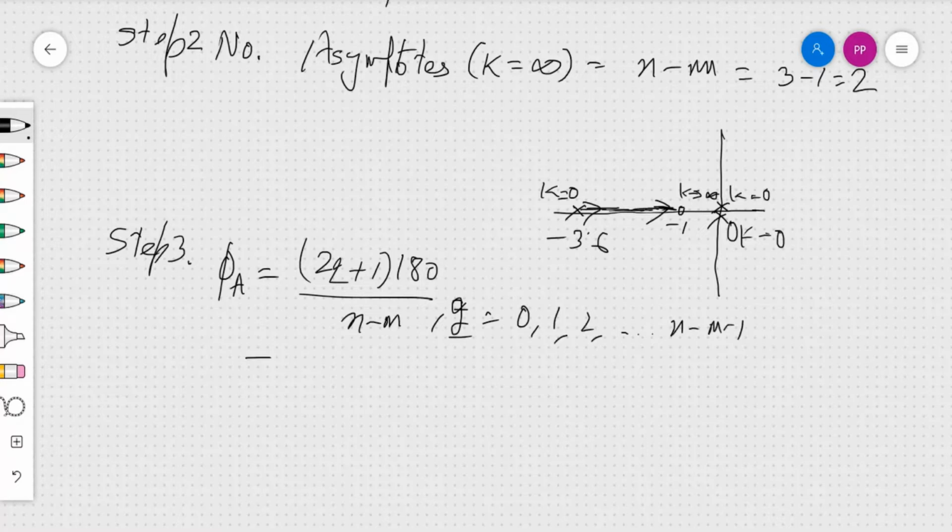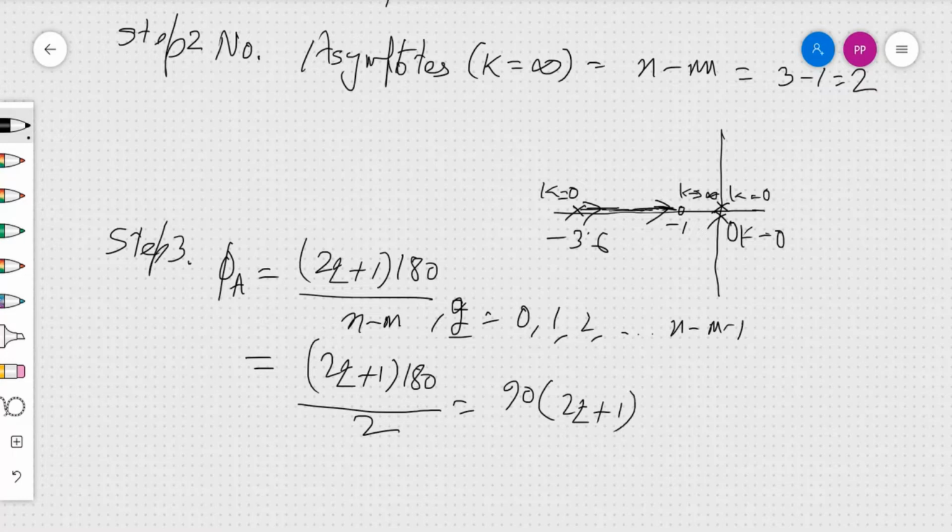So this should be equal to (2q plus 1) into 180, and n minus m is 3 minus 1 equals 2. So this becomes 90 into (2q plus 1), and your value of q varies from 0 to 1. So for q equal to 0 it is 90 degrees and for q equal to 1 it is 270 degrees. So the next one is to find out the centroid.